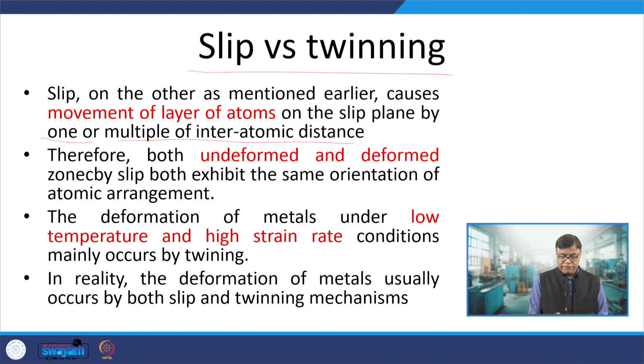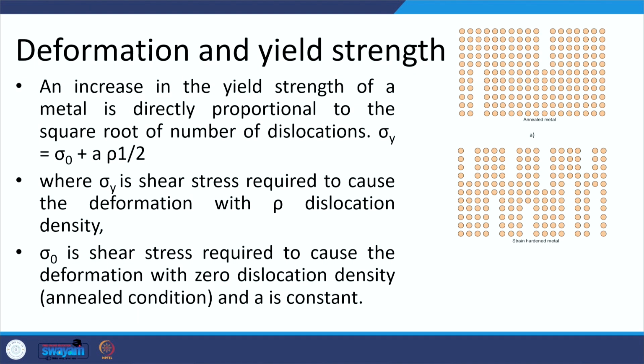The deformation of metal under low temperature and high strain rate conditions mainly occurs by twinning, but at high temperature and low strain rate conditions it occurs by slip. So the conditions under which the two mechanisms become active are different, but in reality the deformation of metal usually occurs by both slip and twinning mechanisms.